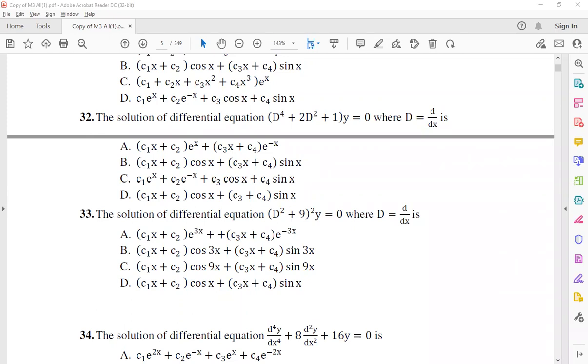Imaginary, repeated twice. Two constants get collected. Alpha is 0. So can you just tell me the answer here? B. B is correct. Right. Two constants are collected, and as i is there, cos and sin come. So twice, yes, collected. Very good.